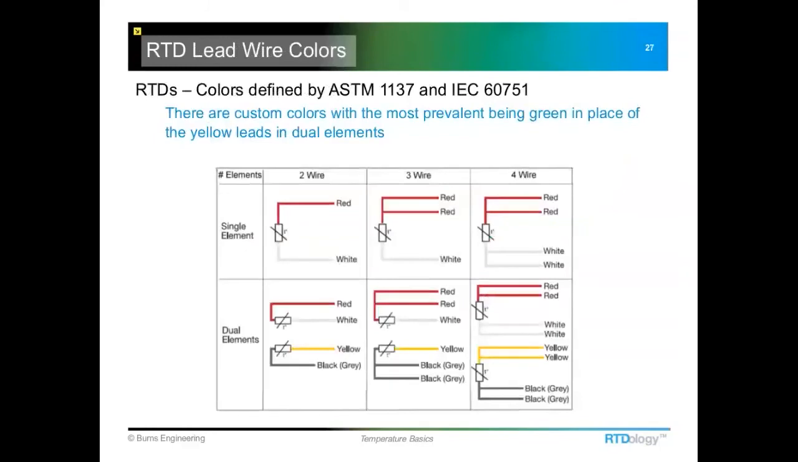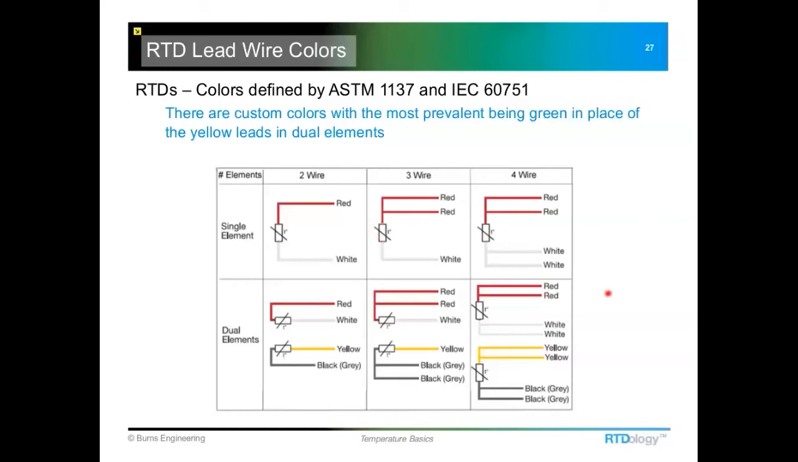And the reason these are done this way is for lead wire compensation. The instrument that these are connected to will actually do a measurement of, like in the case of a 3-wire system here, it'll measure this loop of red wire and subtract that from what it measures between this white lead and one of the reds. And then it ends up with just the resistance of the platinum resistor. That's a real simplistic way of looking at the way the electronics work, but that's essentially the end result of what happens.